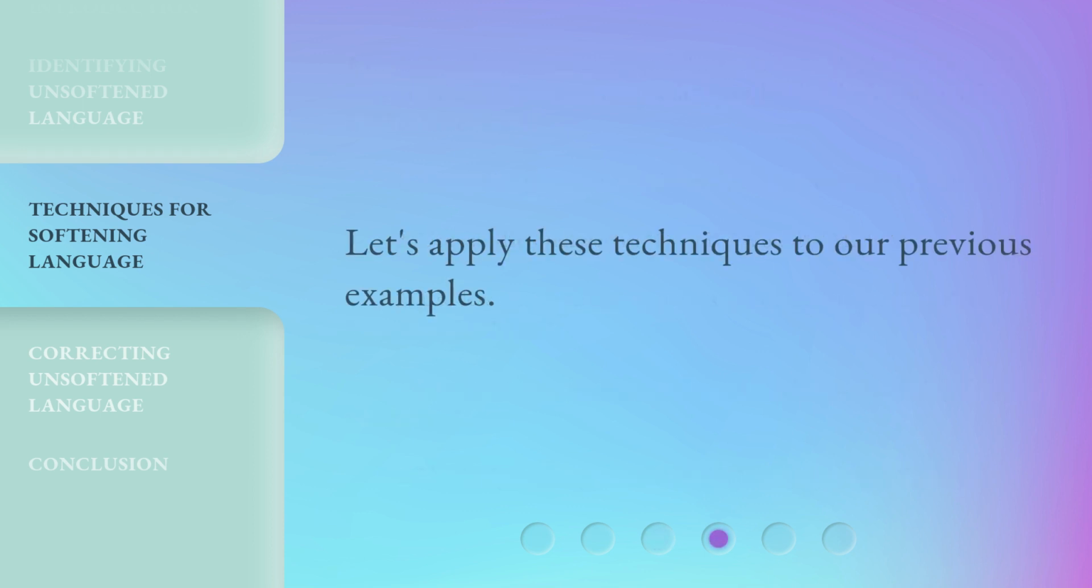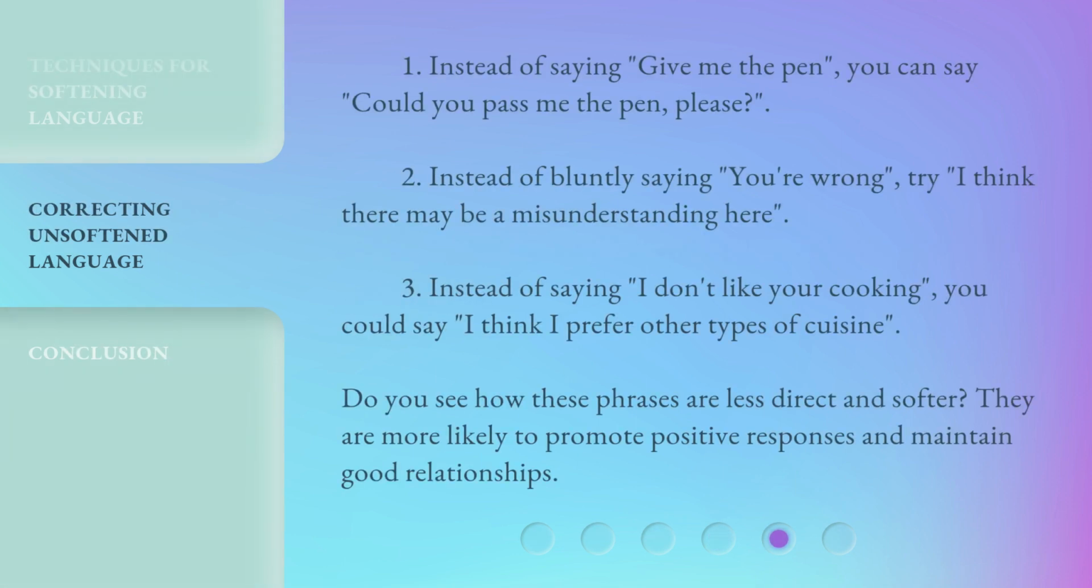Let's apply these techniques to our previous examples. 1. Instead of saying, give me the pen, you can say, could you pass me the pen, please? 2. Instead of bluntly saying, you're wrong, try, I think there may be a misunderstanding here. 3. Instead of saying, I don't like your cooking, you could say, I think I prefer other types of cuisine. Do you see how these phrases are less direct and softer? They are more likely to promote positive responses and maintain good relationships.